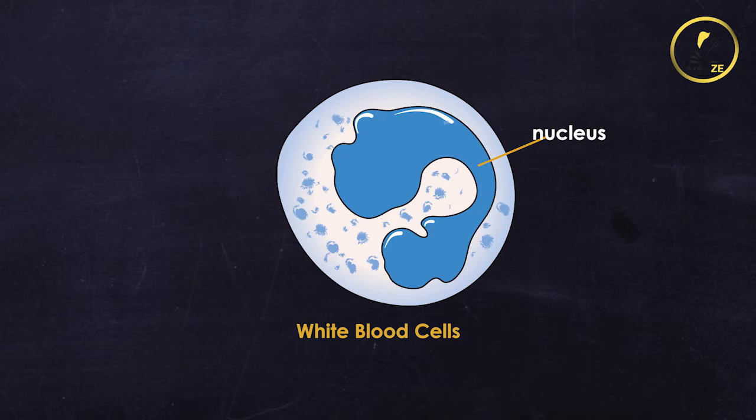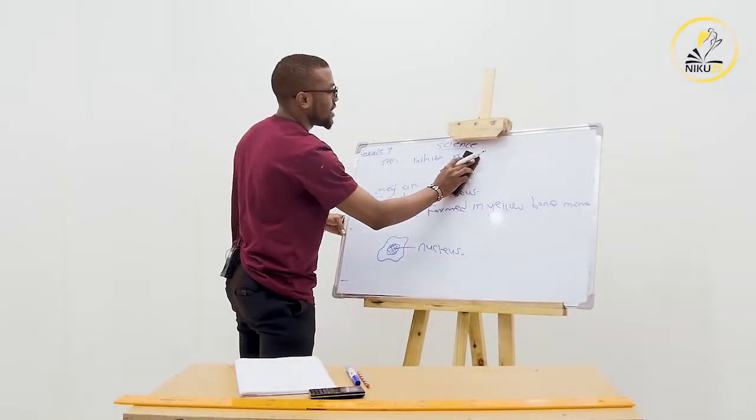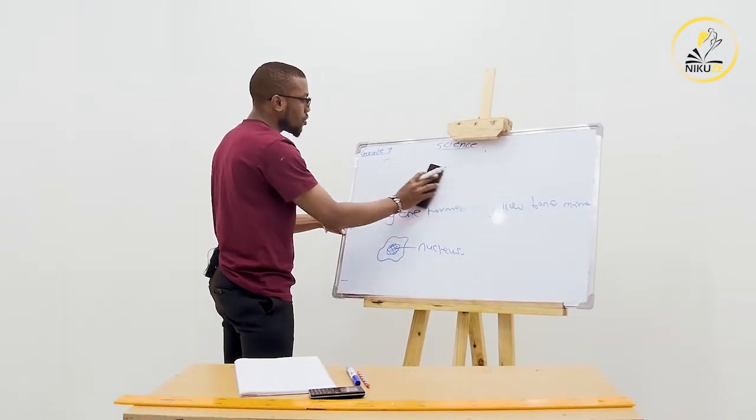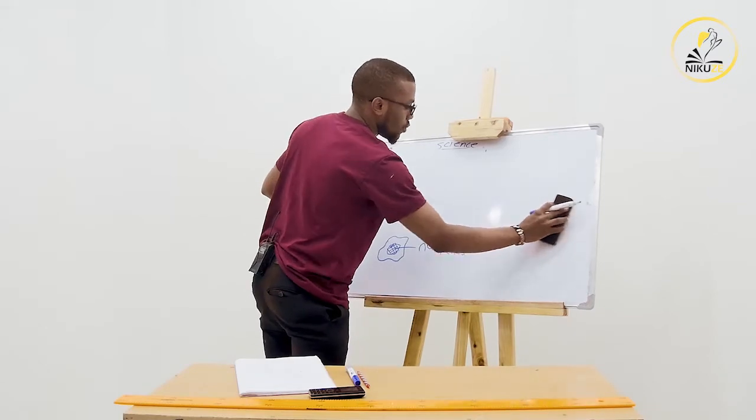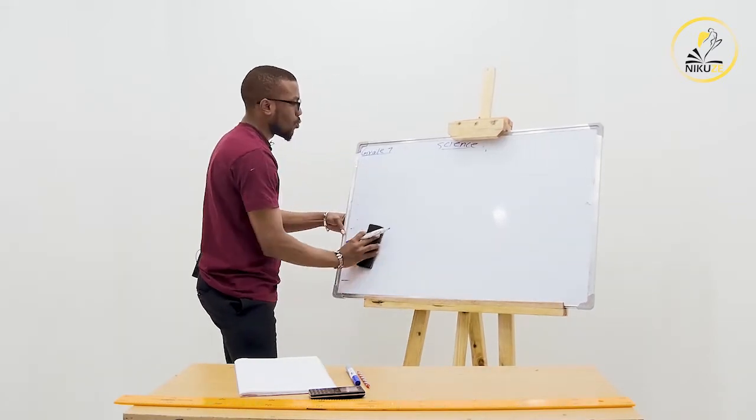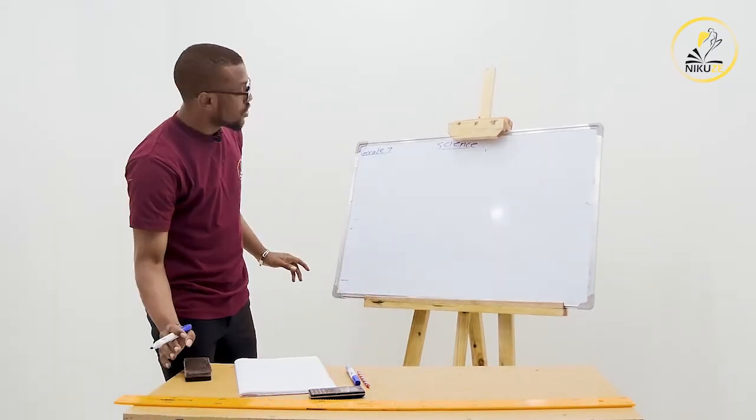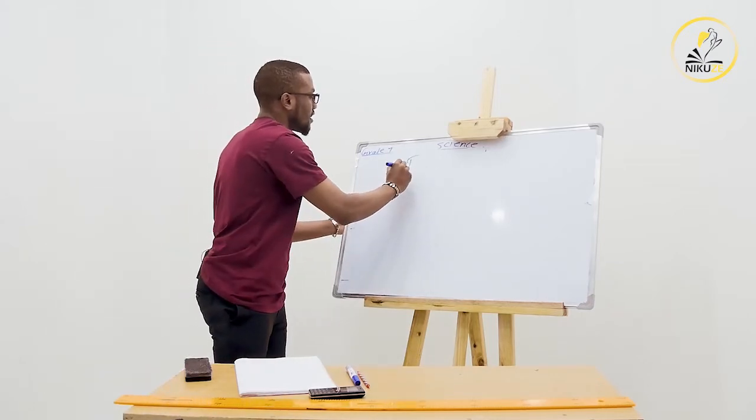So let's look at the functions of white blood cells. How do these white blood cells help in the blood? What do they do in the blood? That is what we are looking at. Functions of white blood cell.